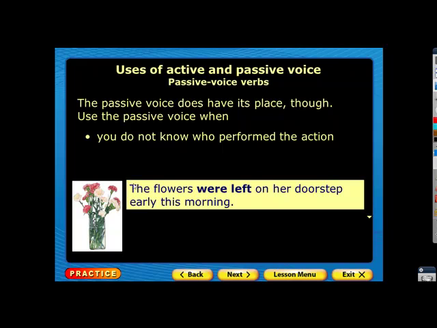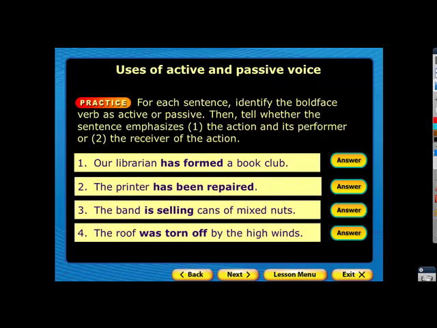Like in this case, the flowers were left on her doorstep early this morning. Do I know the performer? No. Maybe he's a secret admirer, but I don't know. It's still secret. Okay? Now, let's put it into practice.